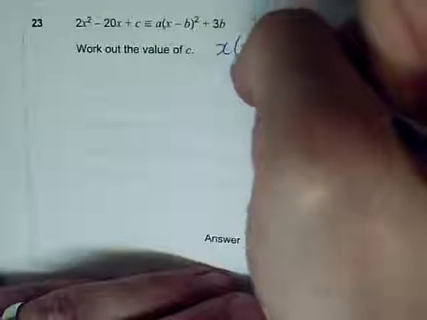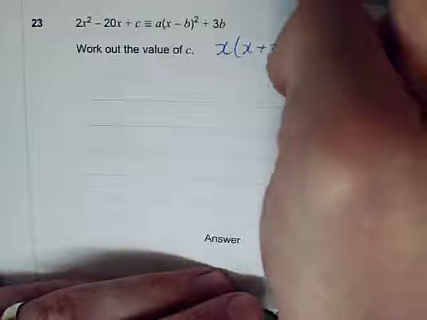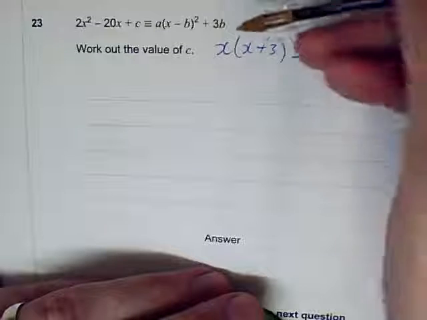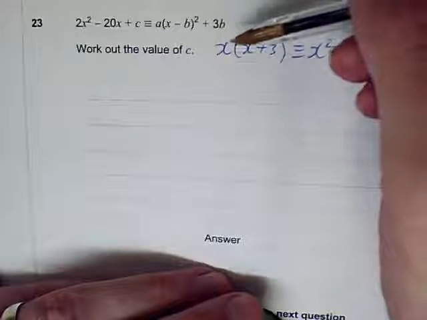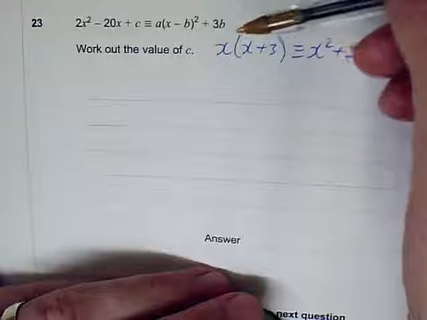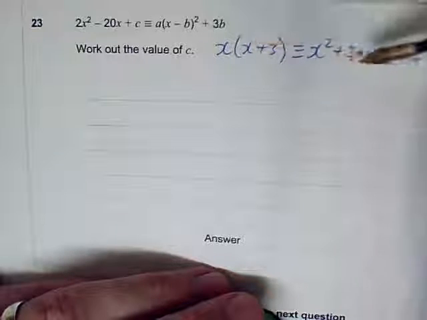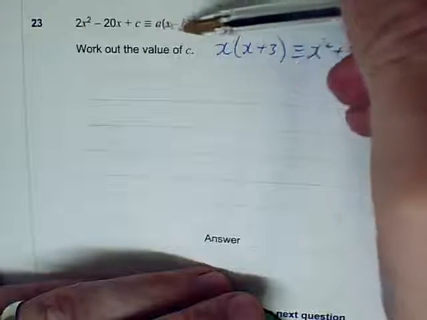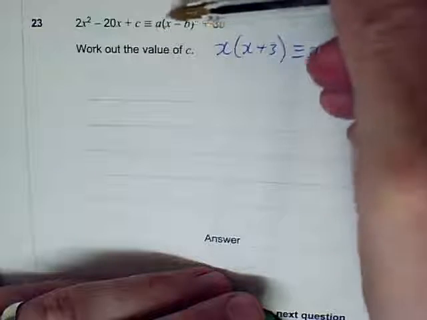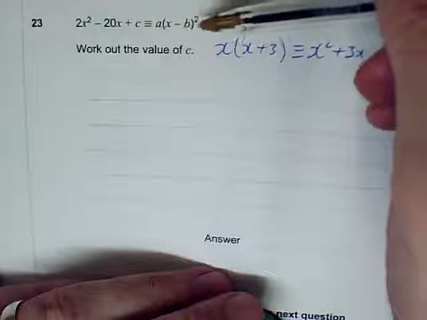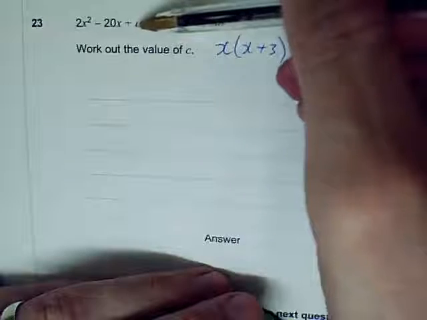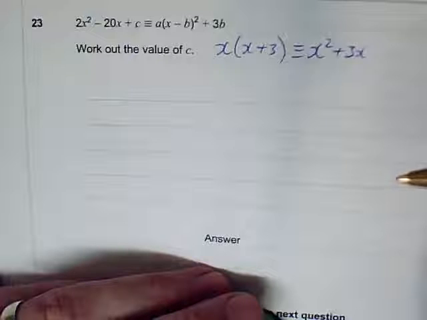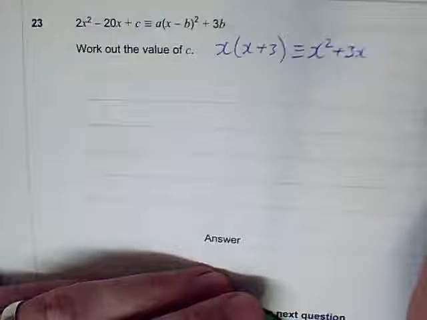So for example, x(x plus 3) is exactly equal to x squared plus 3x. And that just means that that's true for all values of x. So whether you substitute in positive, negative, or 0 into this, it will always be exactly equal. Now, hopefully you're recognizing the fact that this form here is the completed square form. So what we need to do is complete the square for this, and then make comparisons to see what the values of a and b are. And then that'll help us work out what c is.